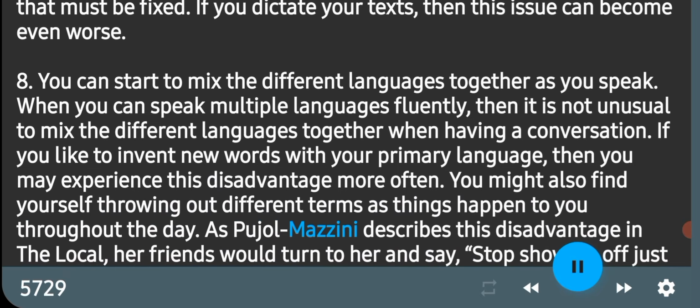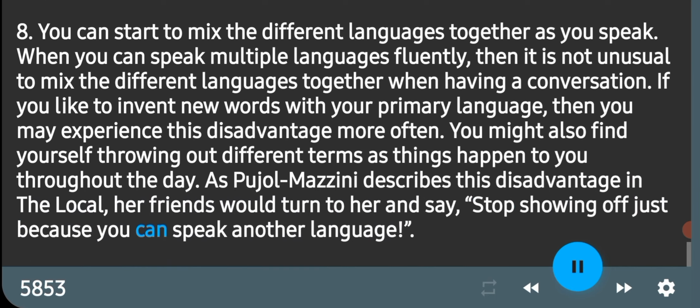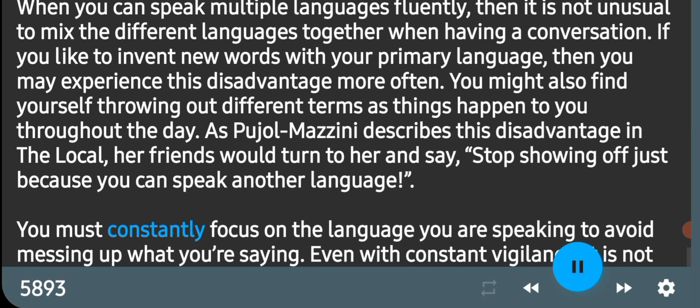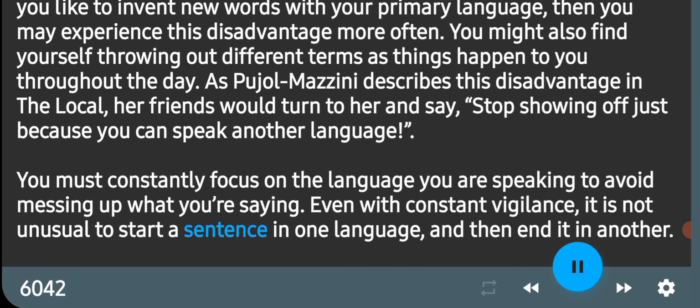As Mazzini describes this disadvantage in The Local, her friends would turn to her and say, "Stop showing off just because you can speak another language. You must constantly focus on the language you are speaking to avoid messing up what you're saying." Even with constant vigilance, it is not unusual to start a sentence in one language, and then end it in another.